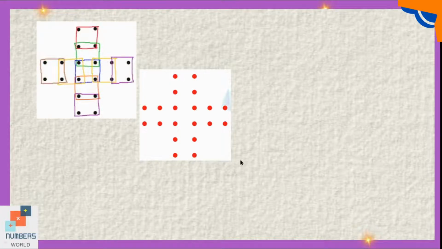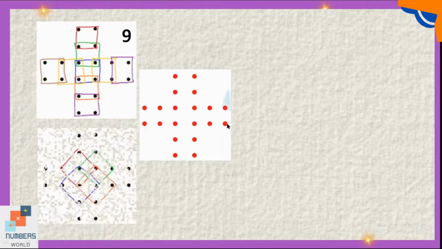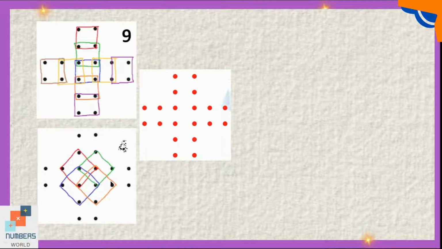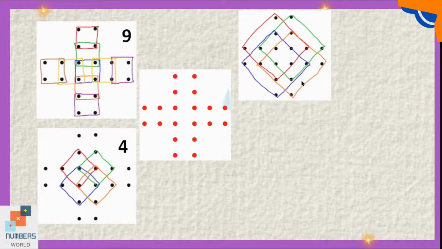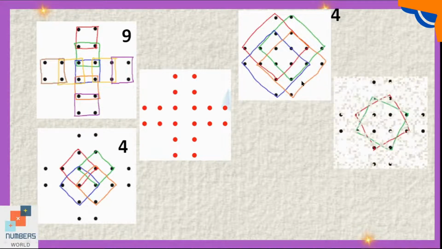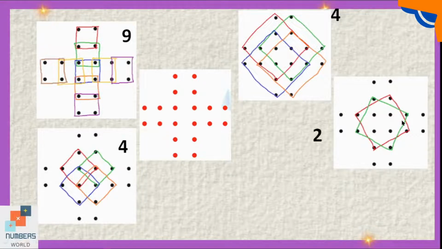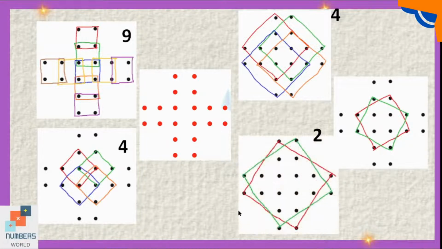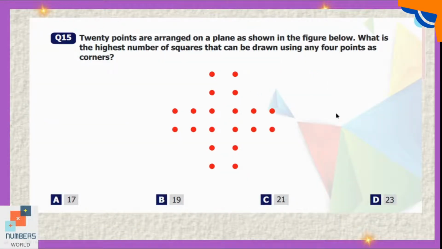So here I have drawn 9 squares. So in this way we can draw 4 more squares. Here I have drawn 4 more. In this way we can draw 2 more squares, and at last we can draw 2 more in this way. So if we add the number of squares over here, it's 21. So we can draw 21 squares, so C is our correct option.